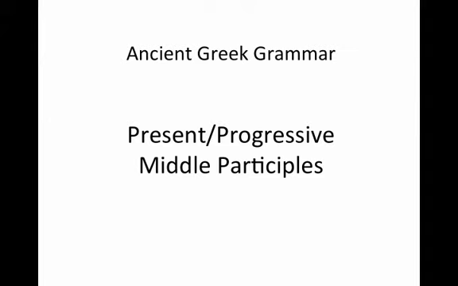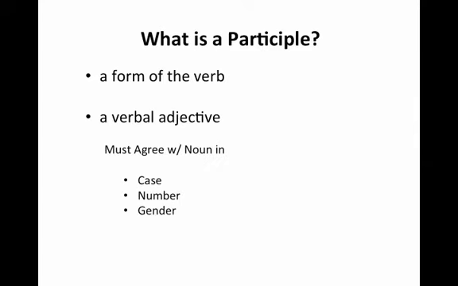Today, we're going to be talking about present middle participles, also known as progressive middle participles. The distinction here is that they're not happening in the present tense all of the time, but they're happening in the same tense as the verb, and that's how they're progressive. So I'm going to be calling them progressive middle participles.